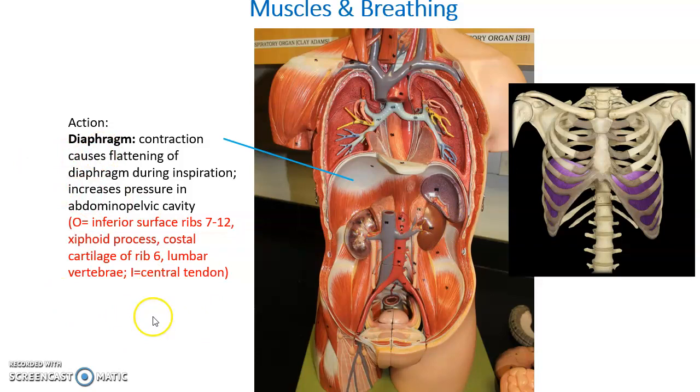The insertion is the central tendon. Central tendon is in the center of the diaphragm. So it's this tendon that's being pulled on and pulled down to flatten out the muscle.